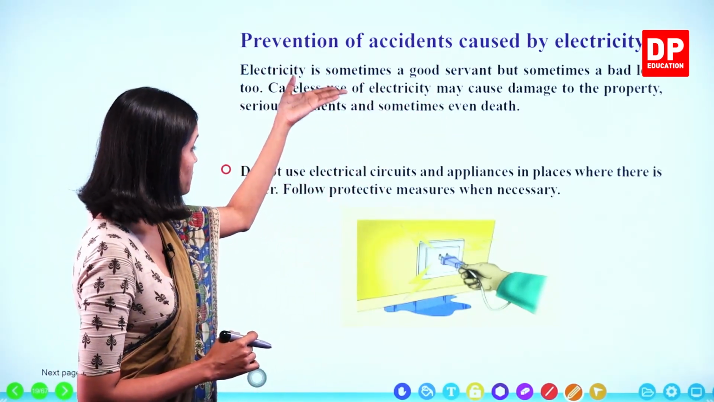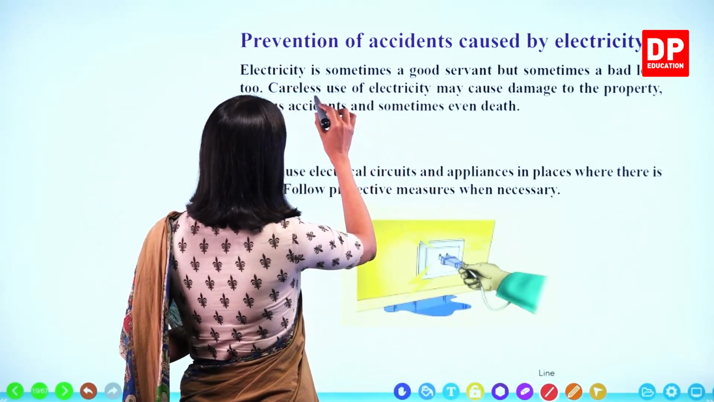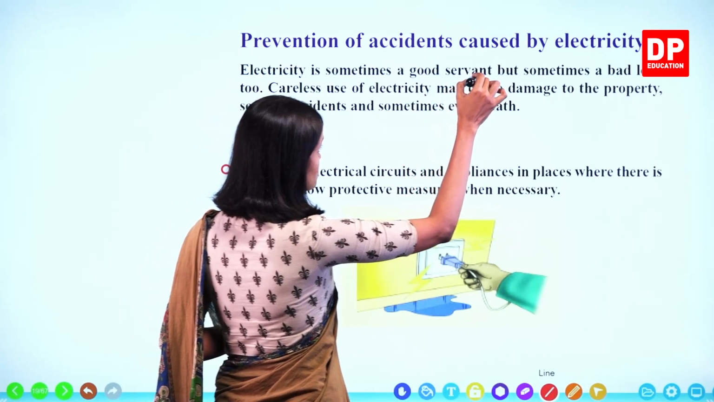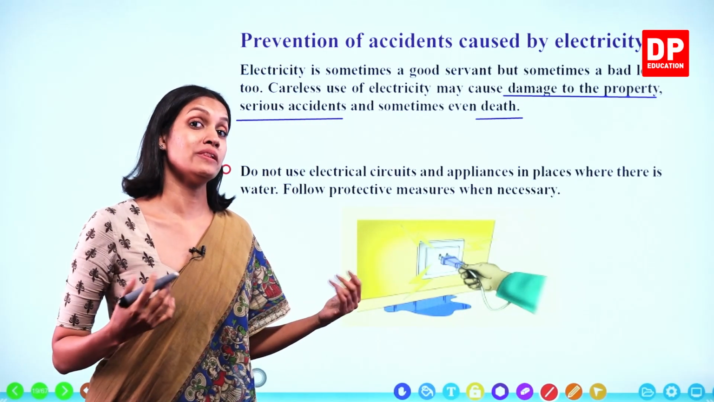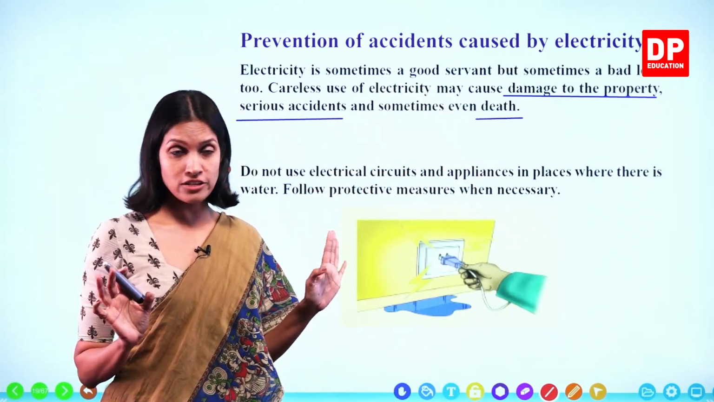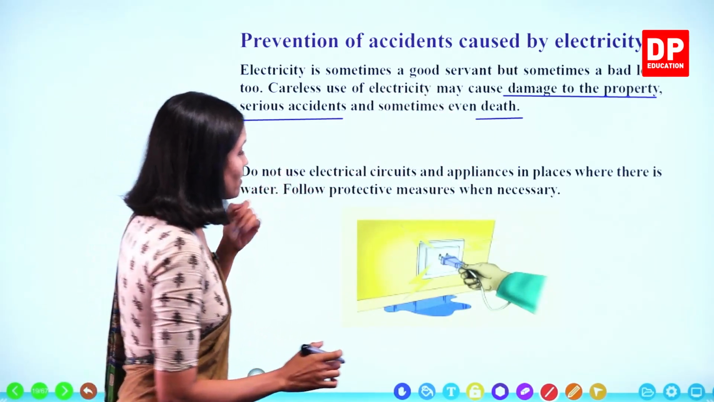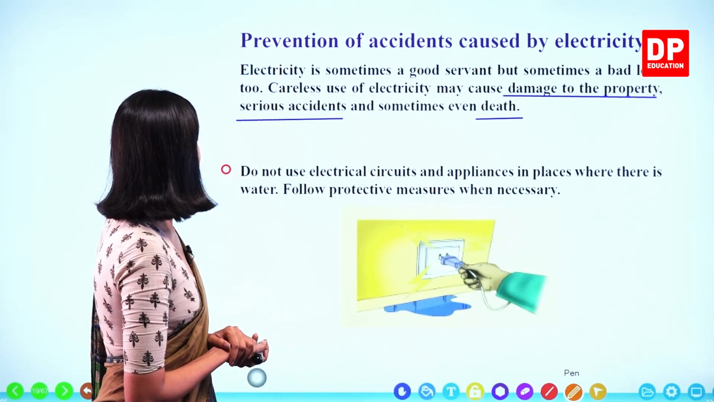So these are the dangers related to electricity, right? Careless use of electricity may cause damage to property, serious accidents, and sometimes even death, right? When people get electrocuted, they sometimes even die, right, children? So how to prevent these types of accidents, children? We'll go through this list.